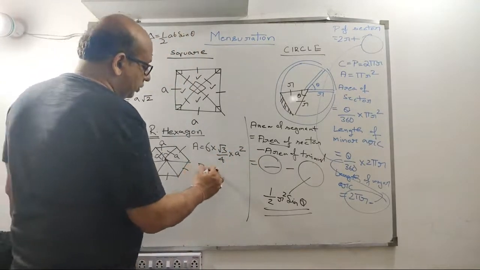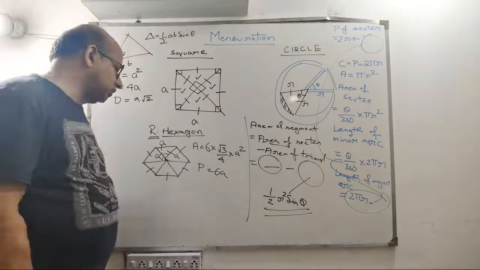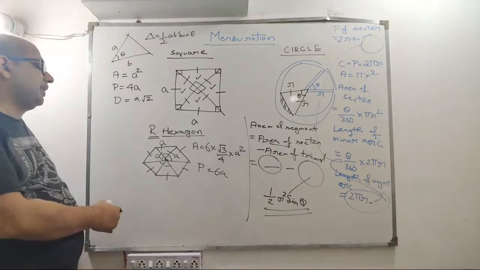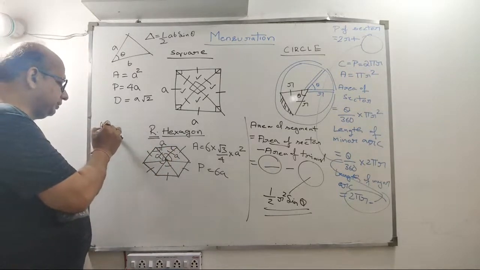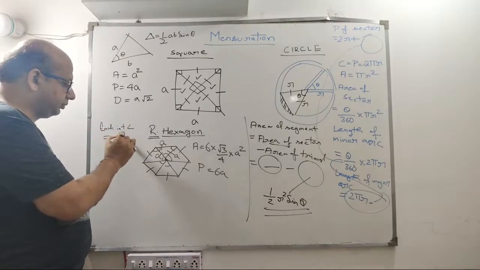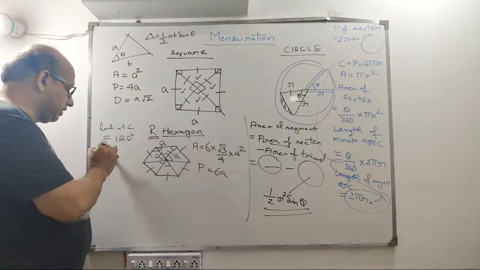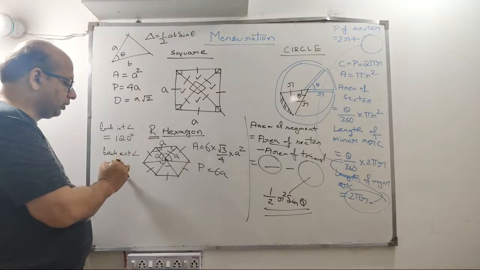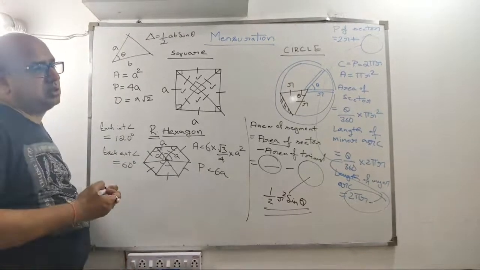Perimeter obviously will be equal to 6a. As far as the interior angle is concerned, this is equal to 60, 60, 60. So angle at the center is 60, this is also 60, this is also 60. So each interior angle in this case will be equal to 120 degrees, 60 plus 60. And each exterior angle in this case will be equal to 60 degrees.